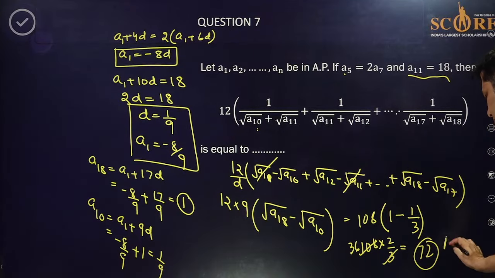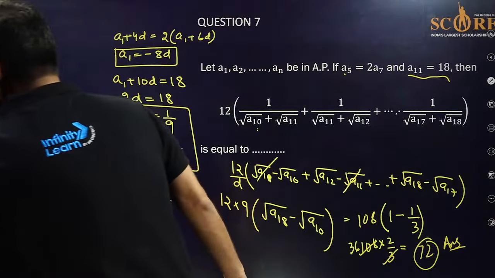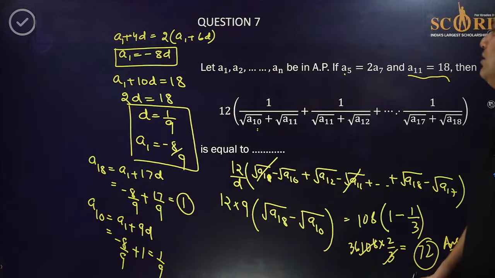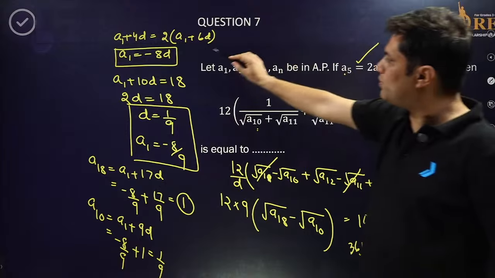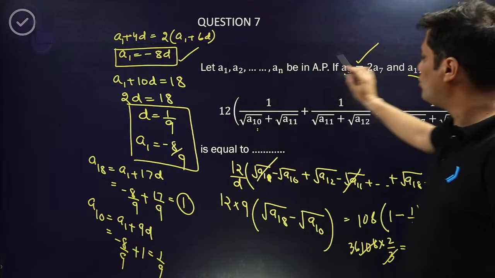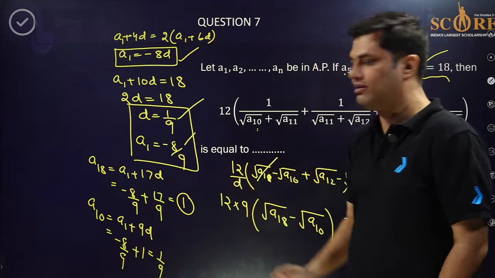72 is the final answer. 72. Very nice question. A5 is 27, first equation. A11 is equal to 18, second equation. You got A1 and D.